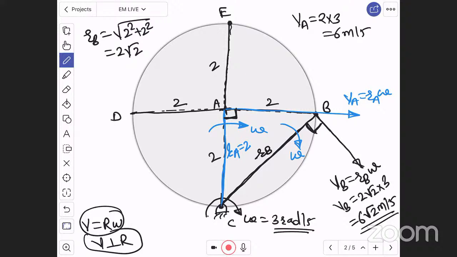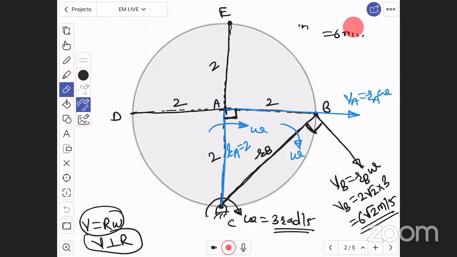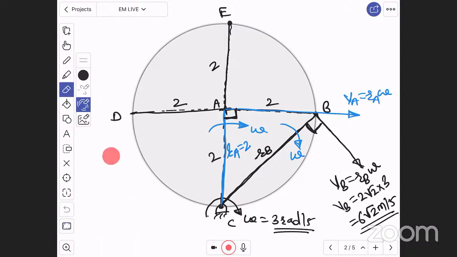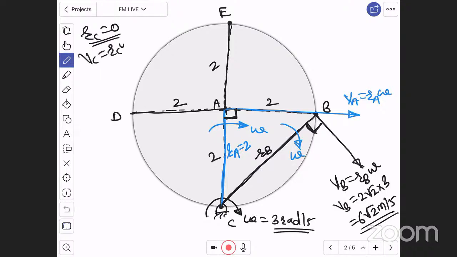Let us go for point C. Now see the distance of C from C. Radius of C is 0, that is, the distance of point C from point C is 0. Therefore, velocity of C will be R_C omega, which is 0.